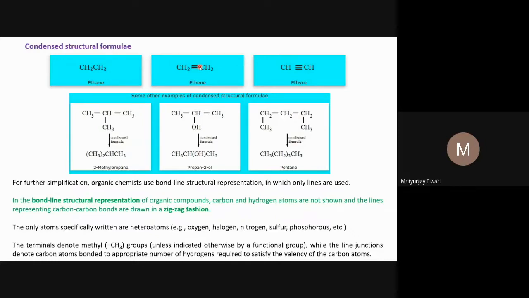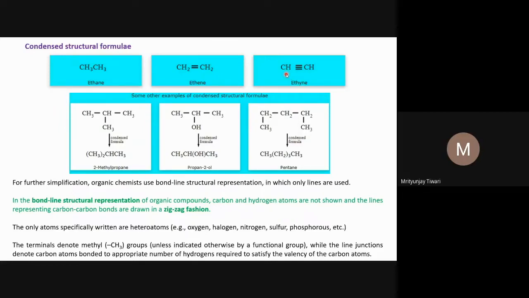In this case here it was CH3CH3, here CH2CH2, and this will be CHCH. So in this case, the reader has to understand that there is a single bond between two carbon atoms in CH3CH3, there is a double bond between two carbon atoms in ethene, and there is a triple bond between two carbon atoms in ethyne. And how will we understand this?